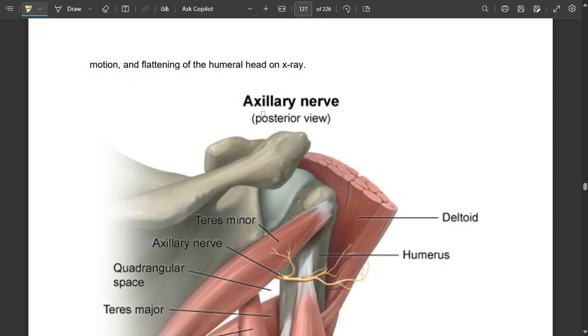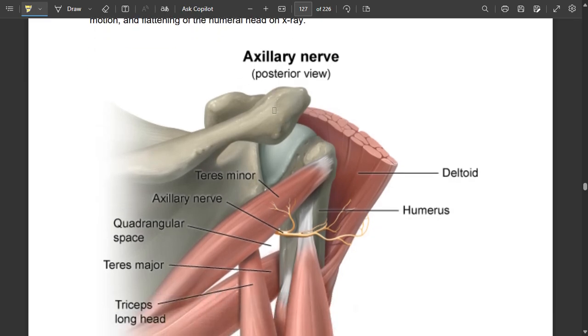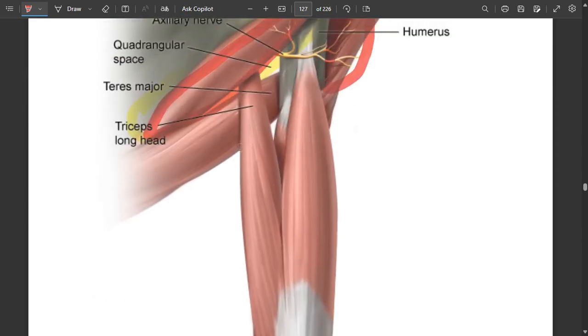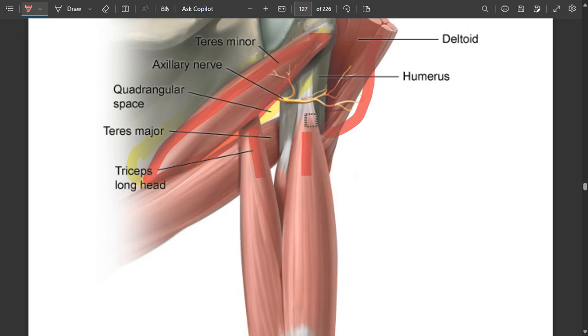Okay, now let's talk about the axillary nerve. This is how it looks on the posterior surface. Okay, wait. Teres minor muscle. Let's see the muscles one by one. So this is the teres minor muscle, the red colored part. Okay, this is the deltoid muscle, and this is the humerus bone, and these two are heads of the triceps muscle, this 1, 2, and posteriorly this 3. There are three heads of the triceps.